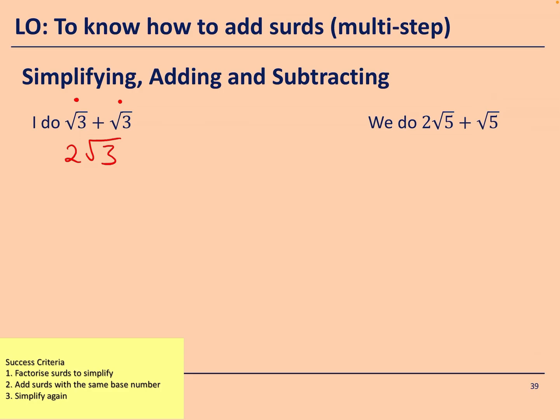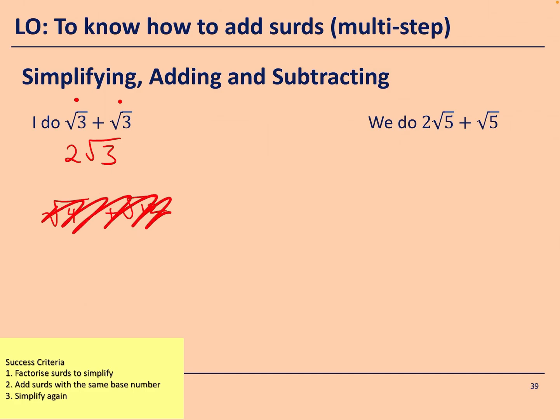Well, if they didn't have the same base number, we could not simplify it any further. So for example, if we had root 4 plus root, let's say 12, we couldn't add it together. Okay? Because they don't have the same base number. The number that's contained within it is not the same, so you wouldn't be able to add them.